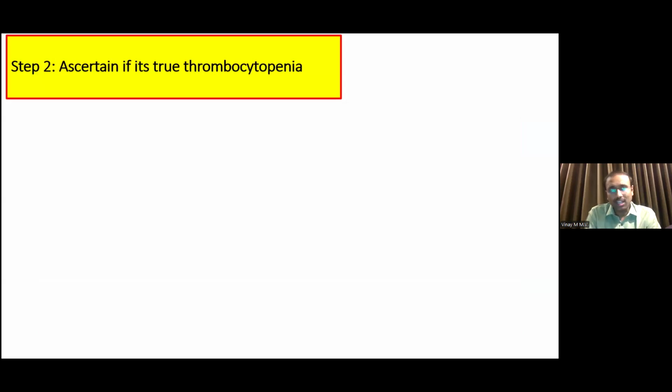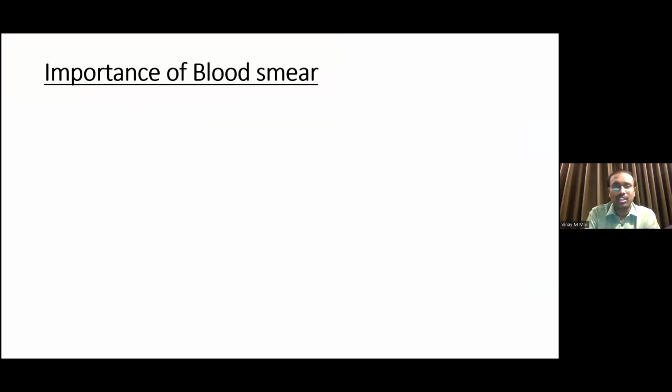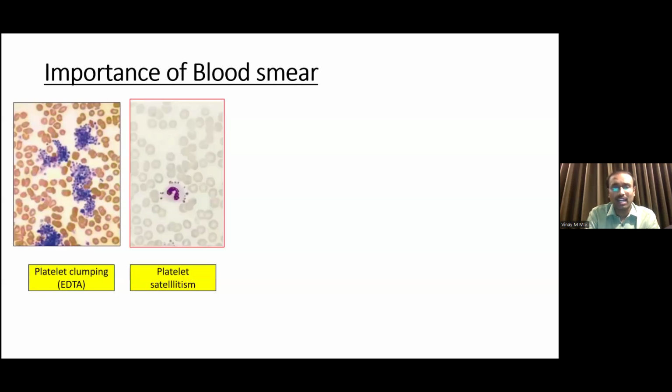Now, following these clinical clues, the next step is to ascertain whether it's true thrombocytopenia. A child comes with a platelet report showing a low platelet count. The first thing is to look at whether it's really a thrombocytopenia, because sometimes artifactual thrombocytopenia can be seen. So here comes the importance of the blood smear. This is a peripheral smear where there is platelet clumping because of EDTA. The EDTA sensitizes the platelets and exposes the GP2B3A receptors, and there is platelet clumping. And there is something called platelet satellitism, because of platelets clumping around the activated white blood cells.